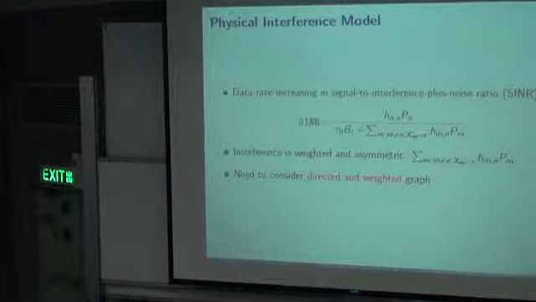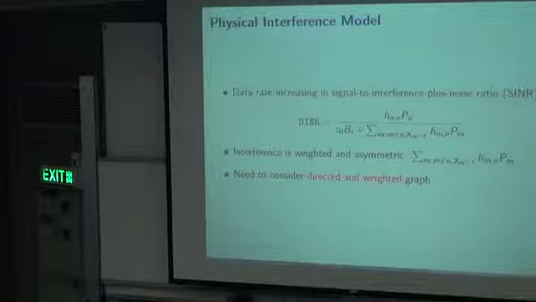Now, let's try something really challenging. The physical interference model. The physical interference model fundamentally is not a graph-based model. It assumes that everybody is interfering with everybody in the network. There's no 0 or 1. There's only a difference of degree.